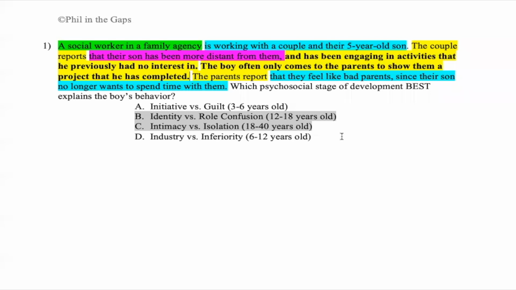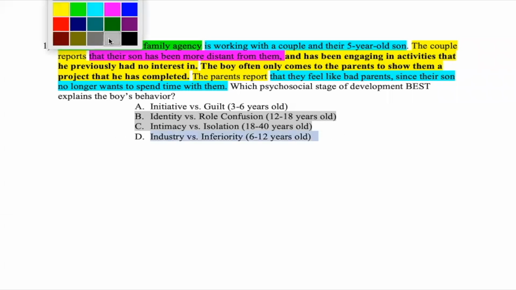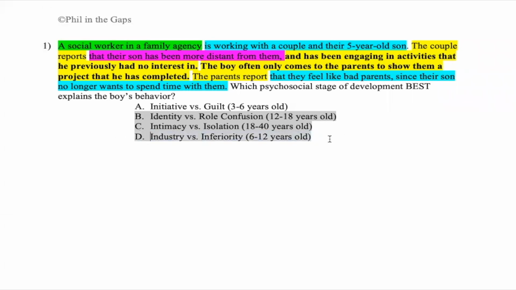So now we have to think about it. Is the boy doing it on his own, or is he collaborating with other individuals? So for that reason, we're going to rule out D. Why? Because industry versus inferiority is based on the child working with other individuals. And even though they would fall within the age range of initiative versus guilt, the specifics of the stage are them taking an initiative outside of their parents and doing things on their own and getting feedback from the parents to reinforce their confidence and their ability to navigate life on their own.